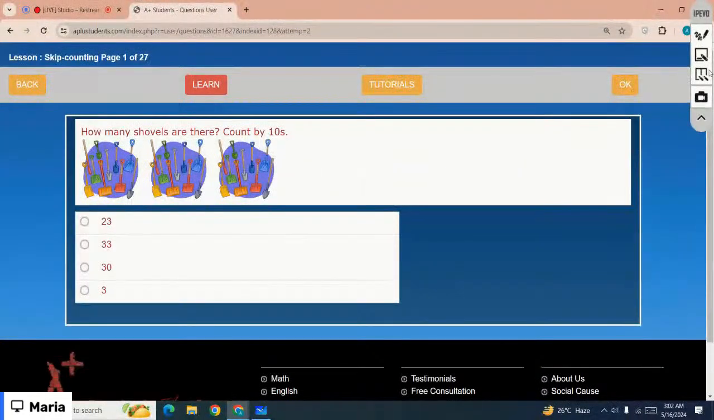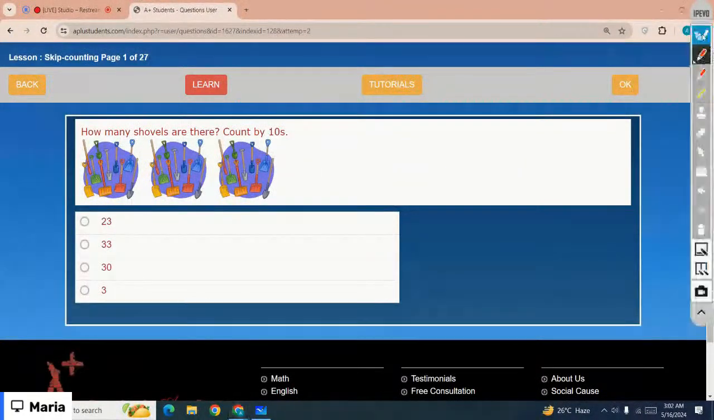Count by tens, right? So here you have 10. 10 plus 10, 20. 20, the next 10, 30 it is, right? So there are 30 shovels when you count by tens. Got it? The correct option is 30.